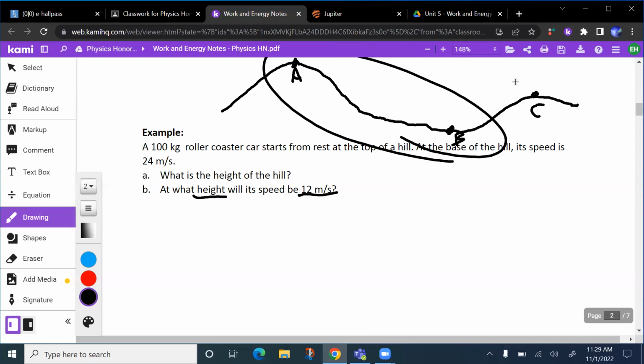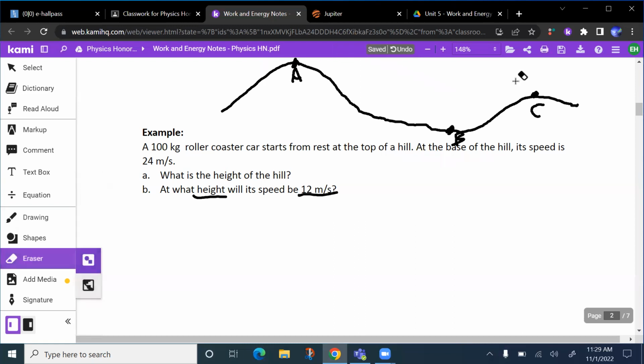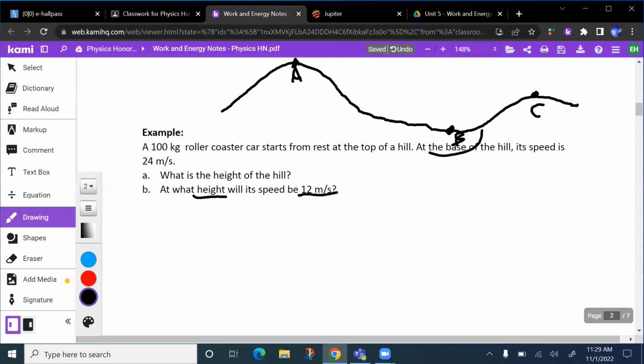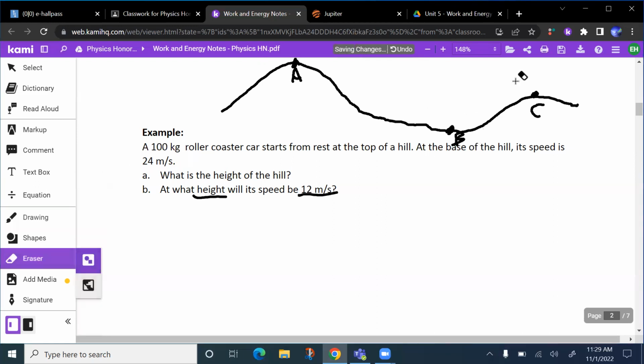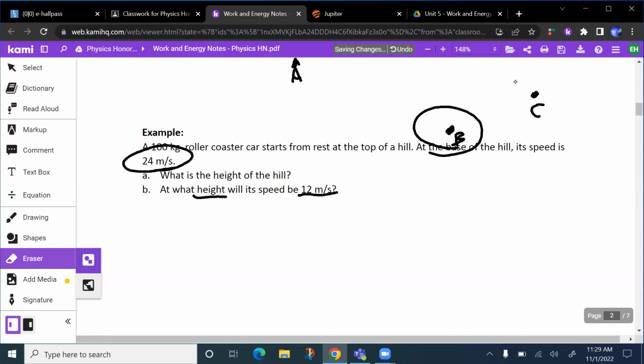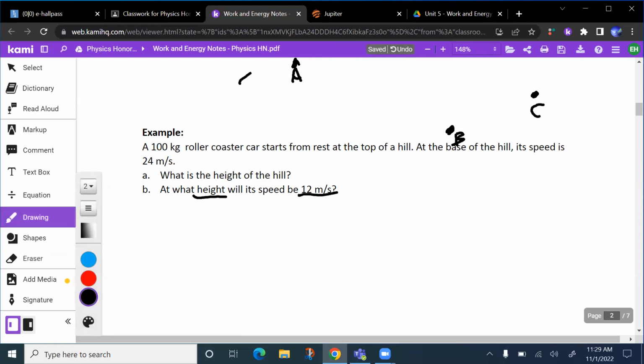Okay, so what we're going to do is start off specifically between point A and point B. And here's why. We have the speed at the base of the hill. That's 24 meters per second. We're trying to find the height of that hill, and we can do that by using conservation of energy to work backwards.